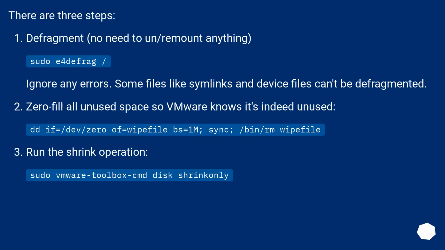There are 3 steps. Defragment, no need to unmount or remount anything. sudo e4defrag /. Ignore any errors. Some files like some links and device files can't be defragmented.